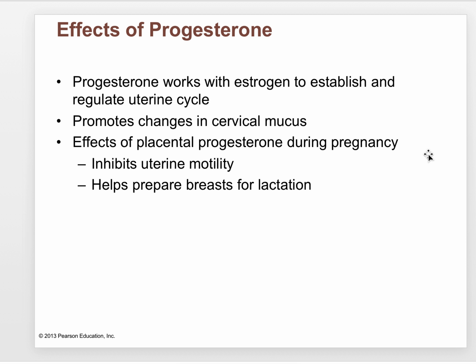Effects of progesterone. Progesterone works with estrogen to establish and regulate the uterine cycle. It promotes changes in cervical mucus. The effect of placental progesterone in pregnancy is to inhibit uterine motility and to help the breast prepare for lactation.